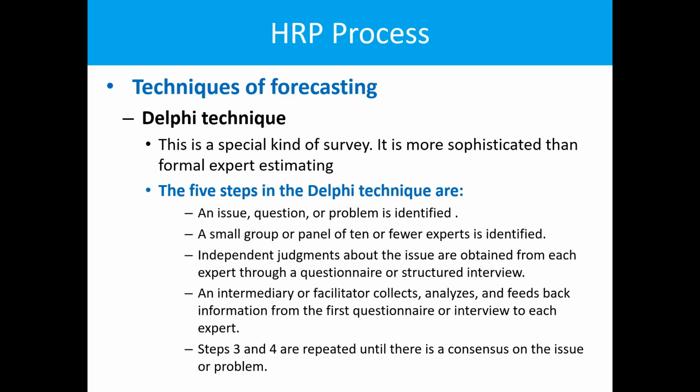Let's say the HR manager must be there, and all the other board of directors, board of managers, senior managers, the senior management team must be there, right? So those people are the normally small group panel. Independent judgments about the issue are obtained from each expert through a questionnaire or a structured interview. An intermediary or a facilitator collects, analyzes, and feeds back information from the first questionnaire or interview to each expert. Steps 3 and 4 are repeated until there is consensus on the issue or problem.